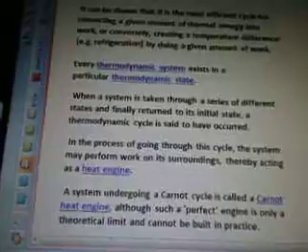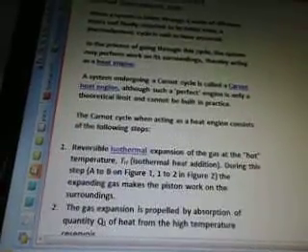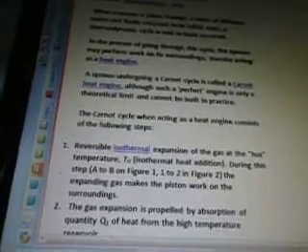Every thermodynamic system exists in a particular thermodynamic state. When a system is taken through a series of different states and finally returned to its initial state, a thermodynamic cycle is said to have occurred. In the process of going through this cycle, the system may perform work on its surroundings, thereby acting as a heat engine. A system undergoing a Carnot cycle is called a Carnot heat engine, although such a perfect engine is only a theoretical limit and cannot be built in practice.